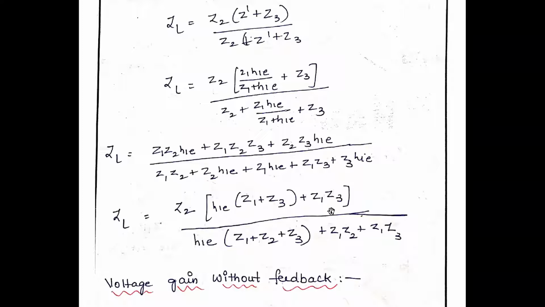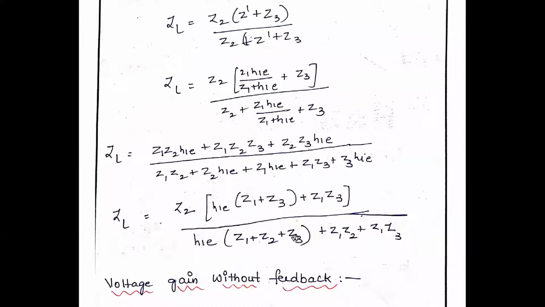Then in the denominator, we can observe there are three hie terms: Z2 into hie, Z1 into hie, Z3 into hie. So in the denominator also we can take hie common. If we take hie common, Z1 plus Z2 plus Z3.